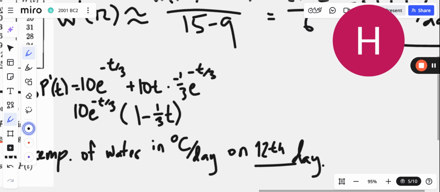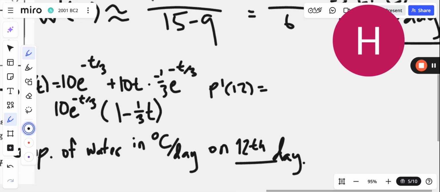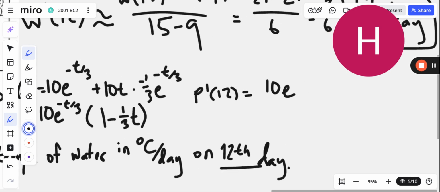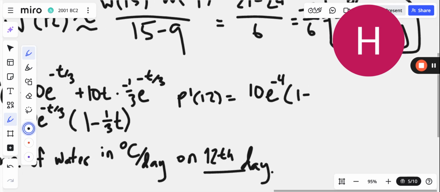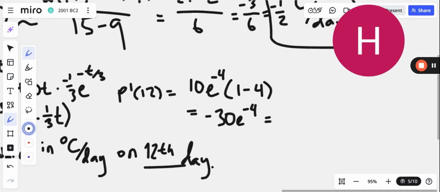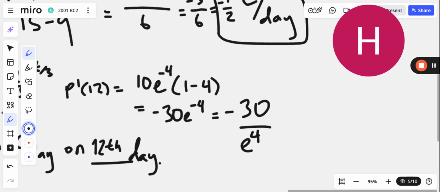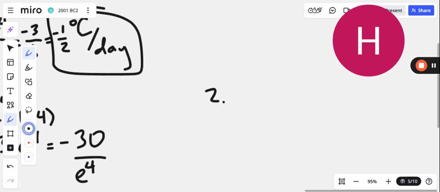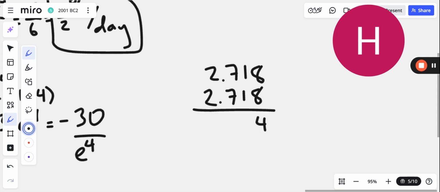Okay, so let's plug in 12. P prime of 12 is going to be 10 e to the negative 4, because 12 over 3, and then parentheses 1 minus 1/3 of 12, which is 4. So we get negative 30 e to the negative 4, which is negative 30 over e to the 4th. Okay, well, let's see what's going on there. So e is approximately 2.718. We're going to square that really quickly. Yeah, maybe this would be a calculator problem.